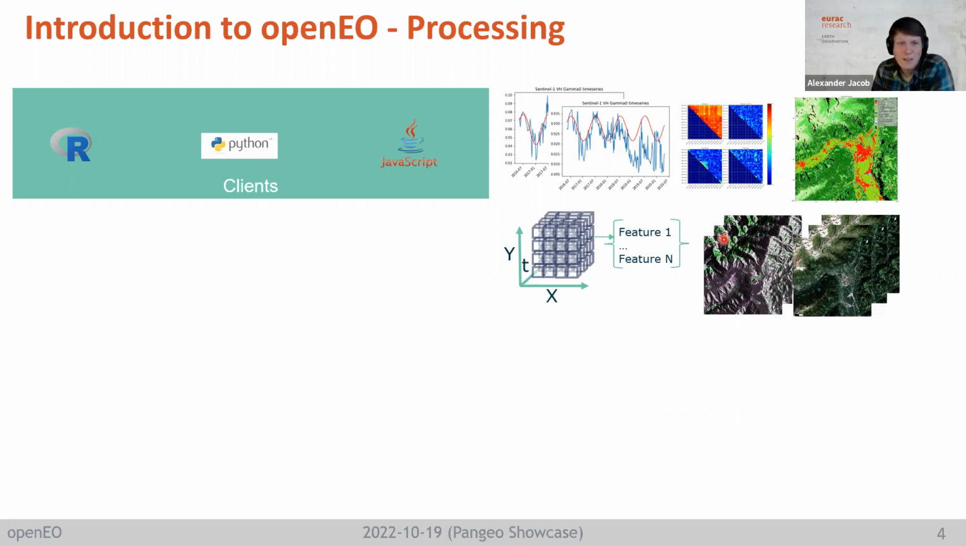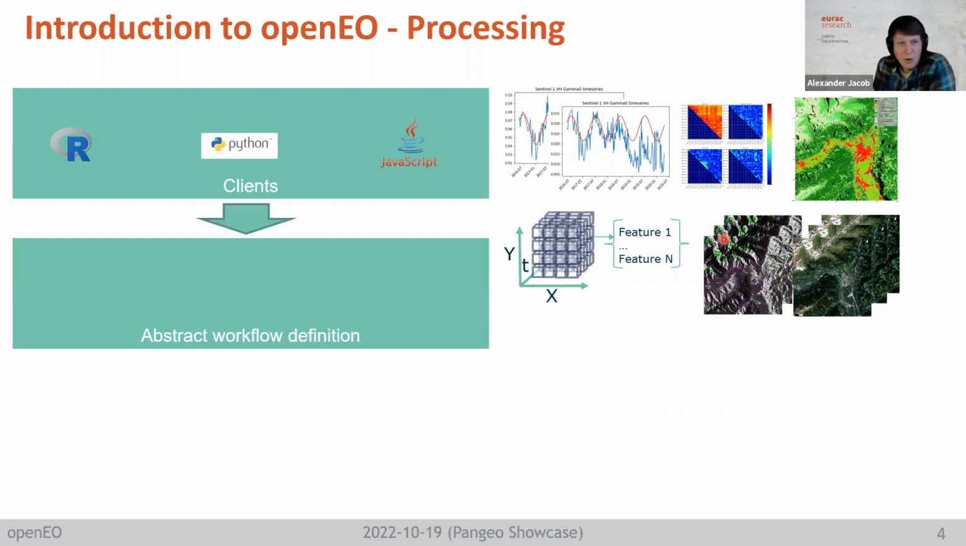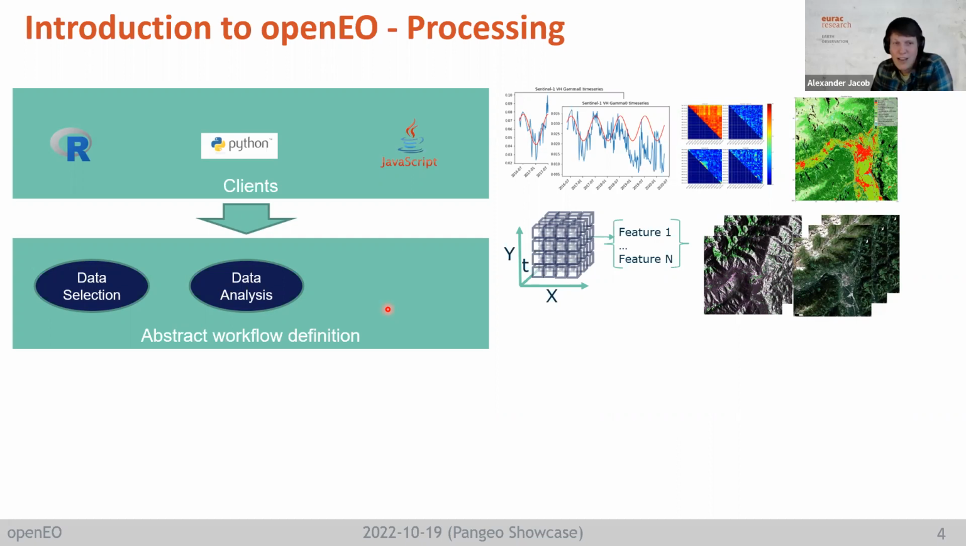It could be anything. Then, in order to make it possible that different clients can work with different backends, we need to have some layer of abstraction here. And this is the so-called process graph that we have in openEO, that helps you with things like data selection and defining what kind of data analysis you want to do without actually implementing that and directly executing it, because we have this process graph in the middle.